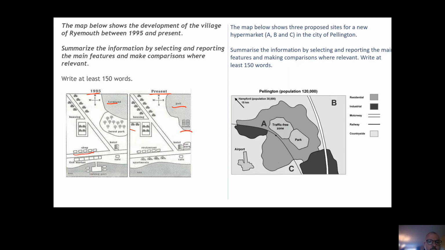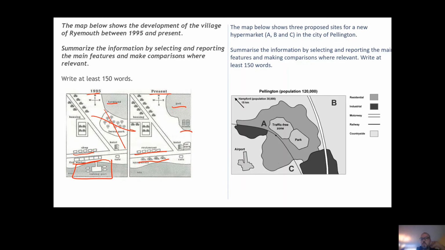Shops are now restaurants. A fish market is now apartments. Now they look like they're on the beach. Those look like holiday apartments to me as well. A forest park has gone. Cafe's still there. And this is a big one, right? The fishing port has now disappeared.